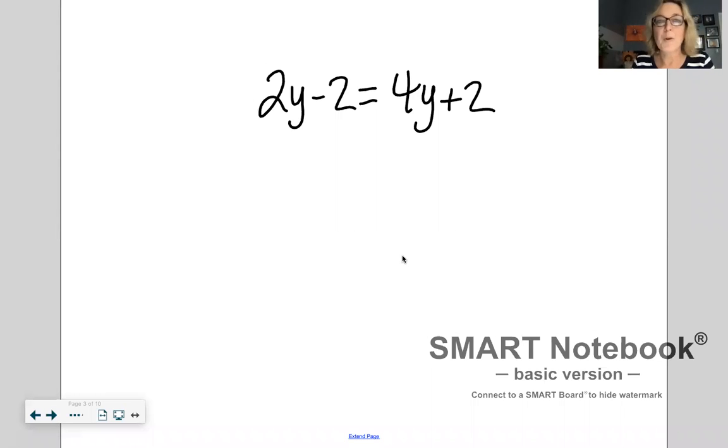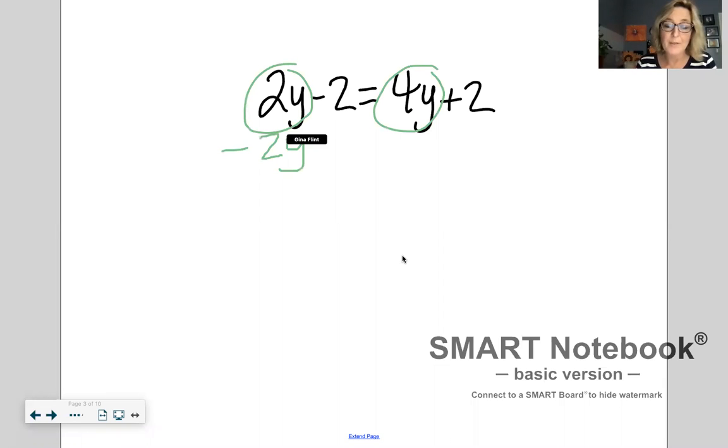So take a look at this problem. Now you can see that we have more y's on the right-hand side. So we would want to remove them from the left-hand side. Now you don't have to do it this way. It's just that if you were to do it the other way, you would end up with a negative amount of that y value, and I'd rather have positives. So because we have 4 on the right and 2 on the left, we're going to subtract 2 y's from both sides of the equation.